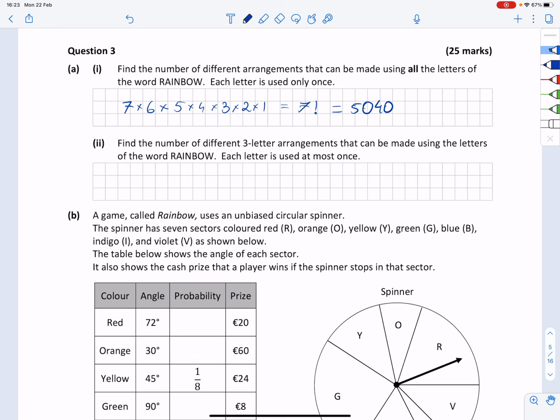The second part of this problem asks us to find the number of different 3-letter arrangements that can be made using the letters of the word rainbow, and each letter is used once. So for the first letter we're going to be selecting 1 out of 7, for the second letter 1 out of 6, and for the last letter 1 out of 5 letters. If we calculate this out, we're going to be left with 210 different 3-letter arrangements.